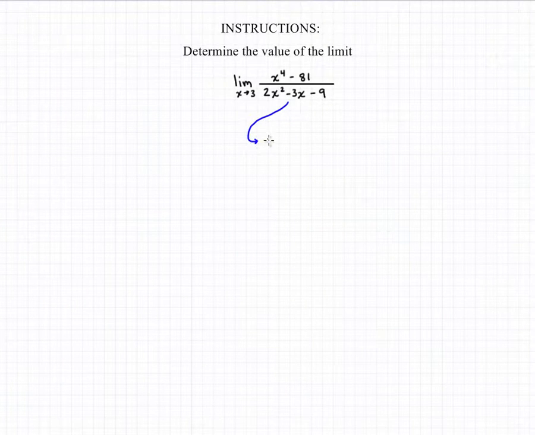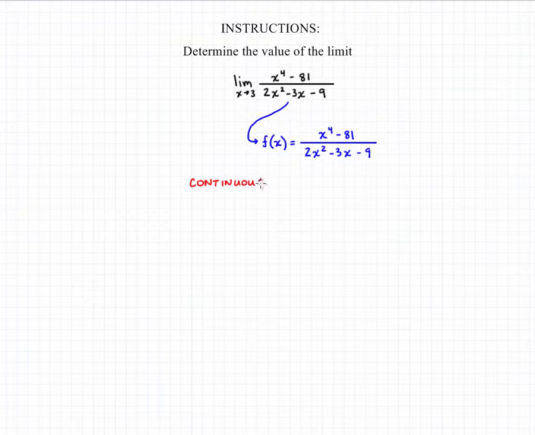In order to find the value of the limit, we first need to recognize that we're dealing with the limit of a function f of x equals x to the fourth minus 81 over 2x squared minus 3x minus 9. Now we'd like to use direct substitution to solve this limit, but we can only do that if the function is continuous at the value that the limit is approaching.